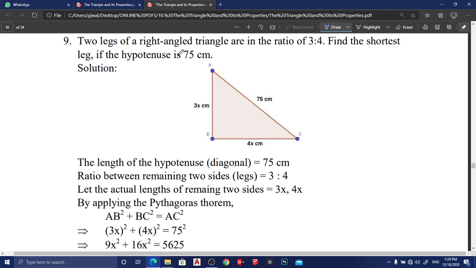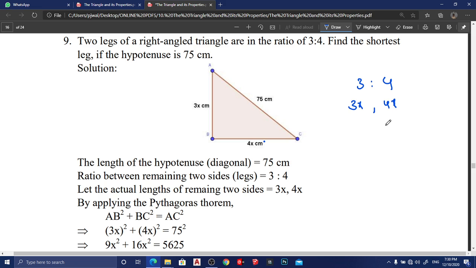Okay, so now going to the ninth one. Two legs of a right angle triangle are in the ratio 3:4. Legs are given in the form of a ratio only. Actuals are not given. Then find out the shortest leg if the hypotenuse is 75 centimeters. Out of these two, one may be shortest only. So that you have to find out. If in any problem a ratio is given, you can write that ratio as the actuals by multiplying with x: 3x, 4x, like that.